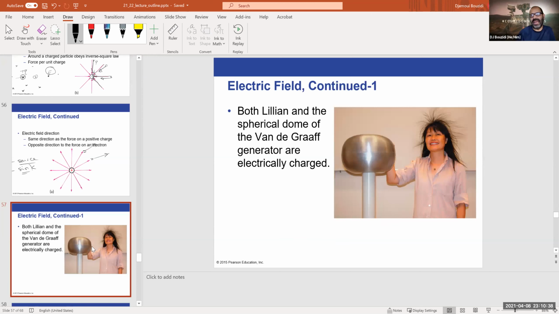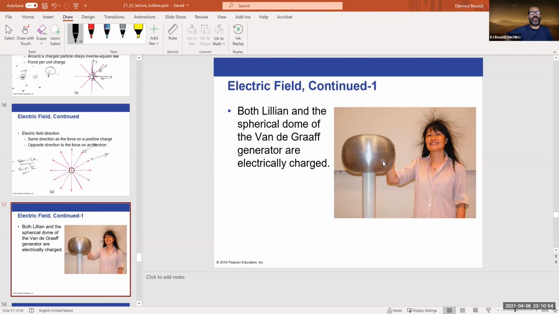And the electric field, again, can be produced by the Van de Graaff machine. I think we have one, I have seen it. Hopefully when we go back in session, we'll do a science line out and you guys can come in here with your hair and experience it.